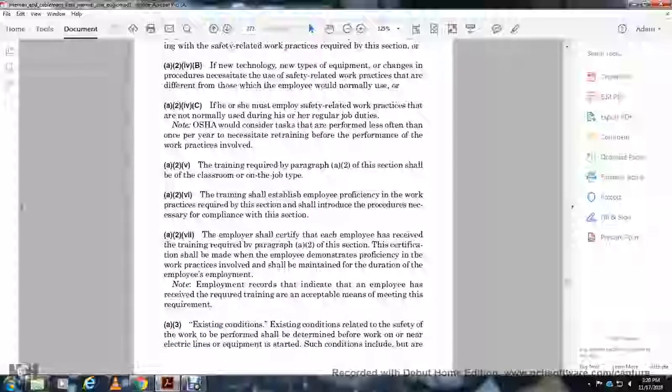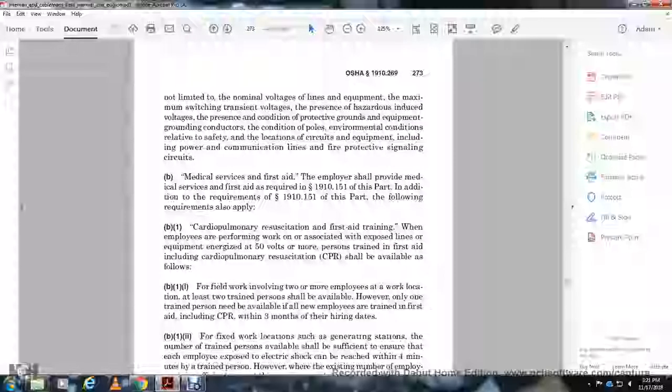A3, existing conditions related to the safety of the work to be performed shall be determined before work is started on or near electrical lines or equipment. Items to be considered should include, but are not limited to, the nominal voltage of the lines and equipment, the maximum switching transient voltage, the presence of hazardous induced voltage, the presence and condition of protective grounds and equipment grounding conductors, the condition of the poles, environmental conditions relative to safety, the location of circuits and equipment, including power and communication lines, and fire protective signaling circuitry.